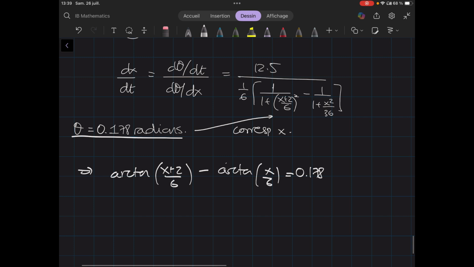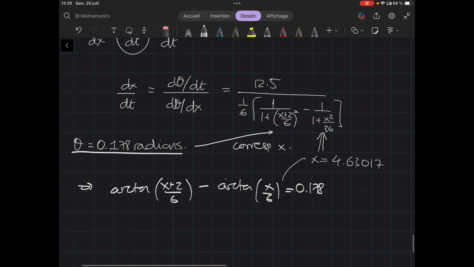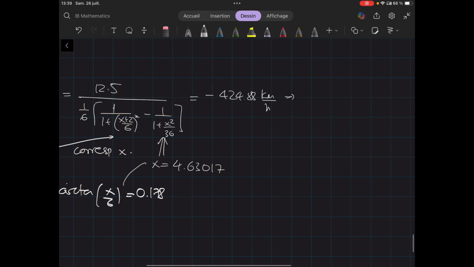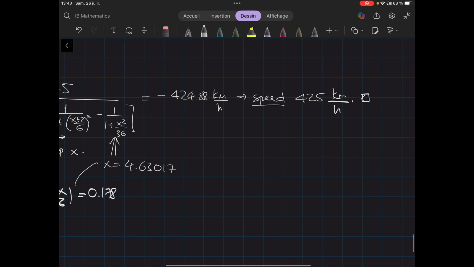This is true when x is equal to 4.63017. Put it back into this nested expression, and you will get negative 424.88 kilometers per hour. Therefore, the speed at which the airplane was traveling is 425 kilometers per hour. And that is the end of section A.